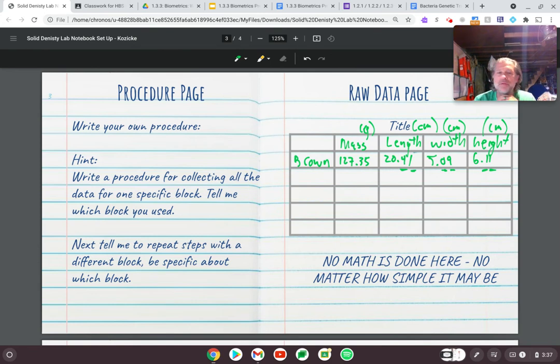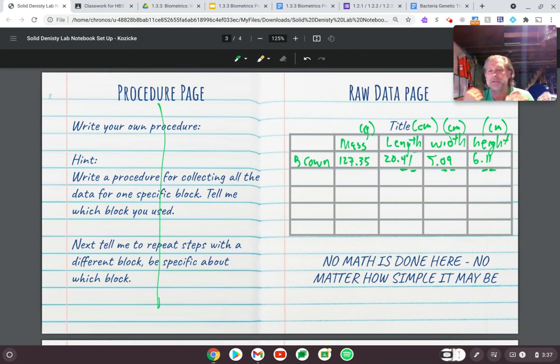And that's one of the reasons why we have the notebook set up the way that it is. Because if your procedure is all over on this side, and then you made your data table maybe on the top half, you should have a bunch of space at the bottom where, if you did make a mistake and you didn't go to 2 decimal places, you should go back and fix that.